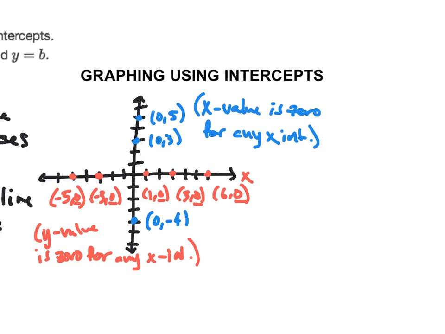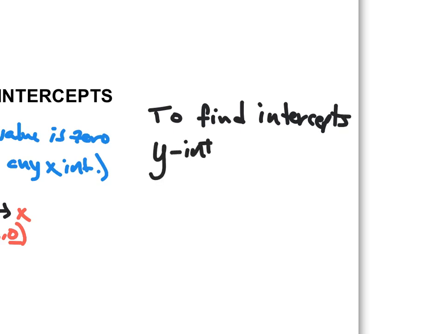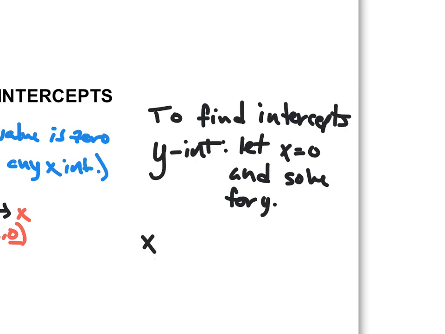And so with that, what I have is this. The conclusion that I can draw is that to find intercepts, okay, for the y-intercept, for any equation, what you would do is you would let x equal 0 and solve for y. Okay, for any x-intercept, you would let y equal 0 and solve for x. Okay, and we're going to do that here in a minute.